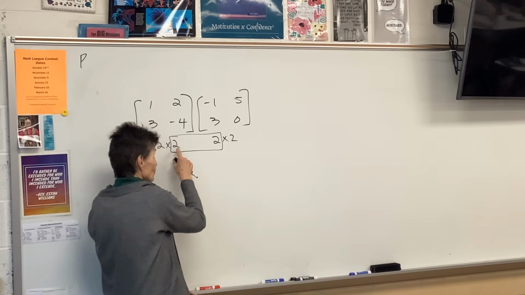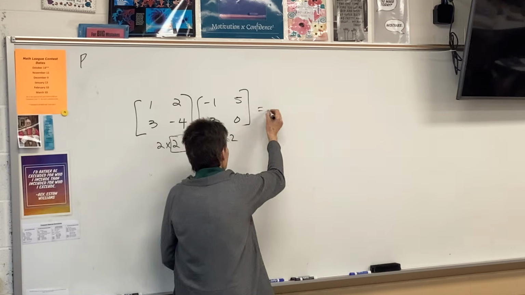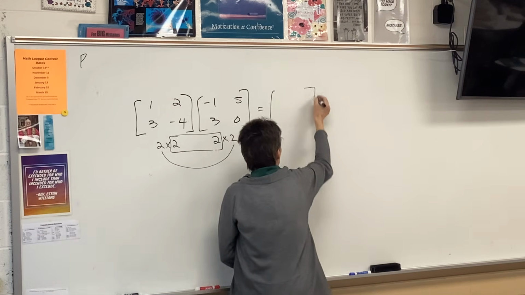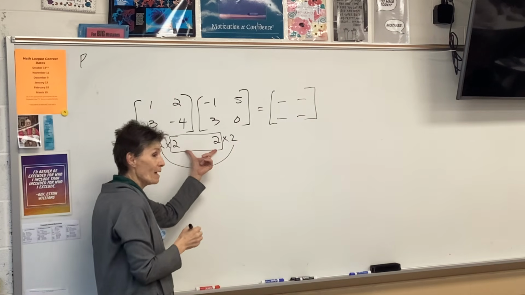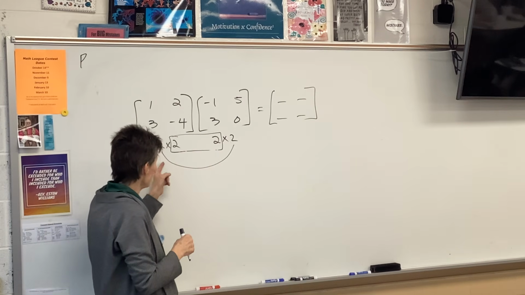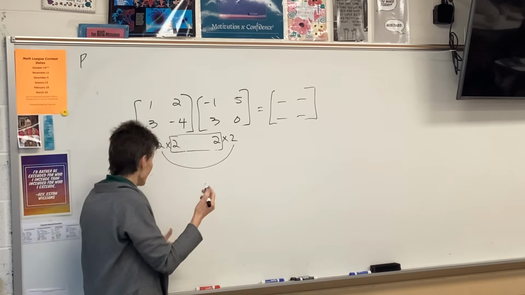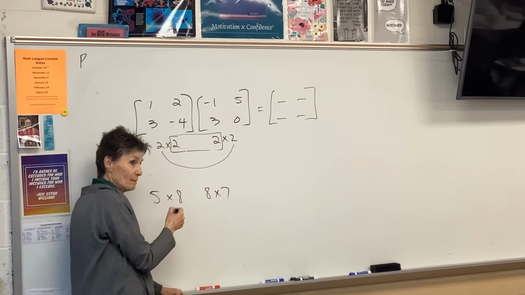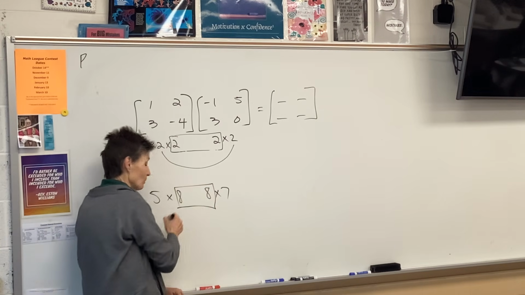You just have to make sure the columns of the first match the rows of the second. These two numbers have to match. And these two numbers tell you how big your answer is going to be. So these two match, that means that I can multiply. And my answer will be a 2 by 2. So again, we can have a 5 by 8 and an 8 by 7, and they're multipliable. Can't add them, but you can multiply them, okay?